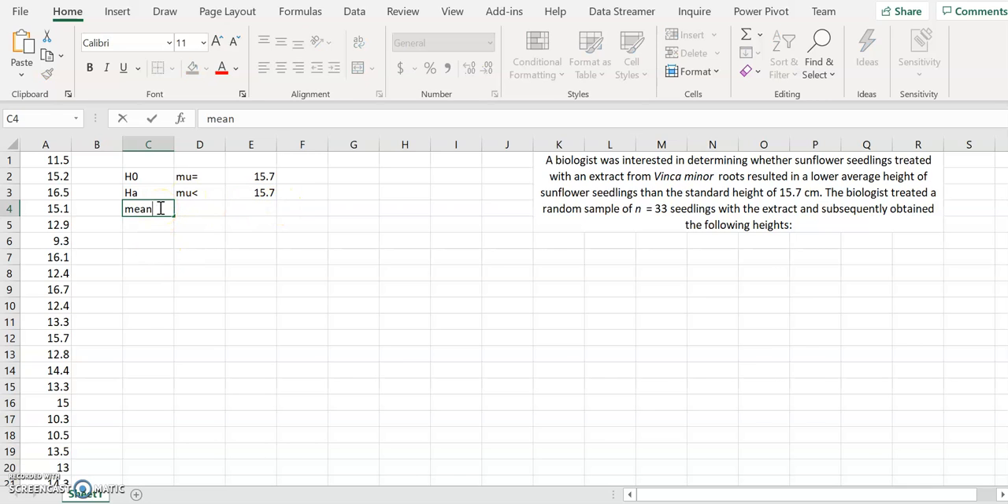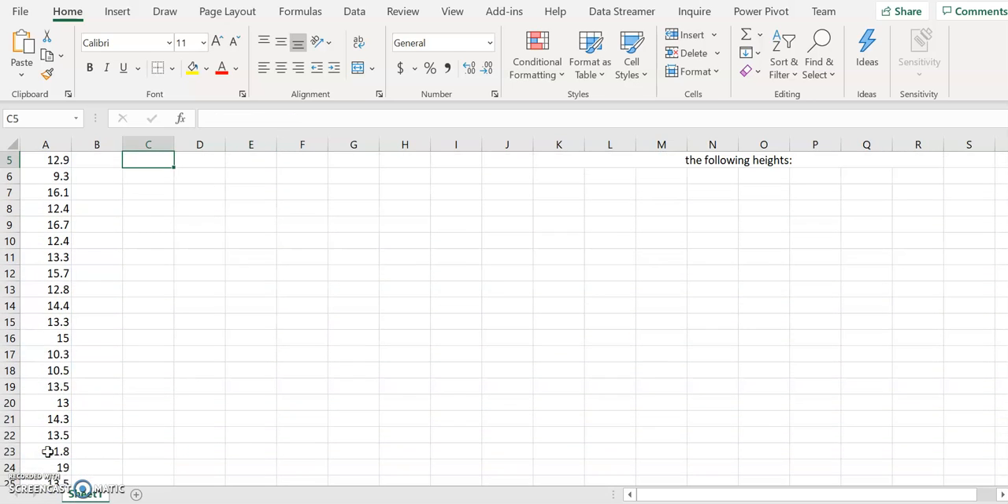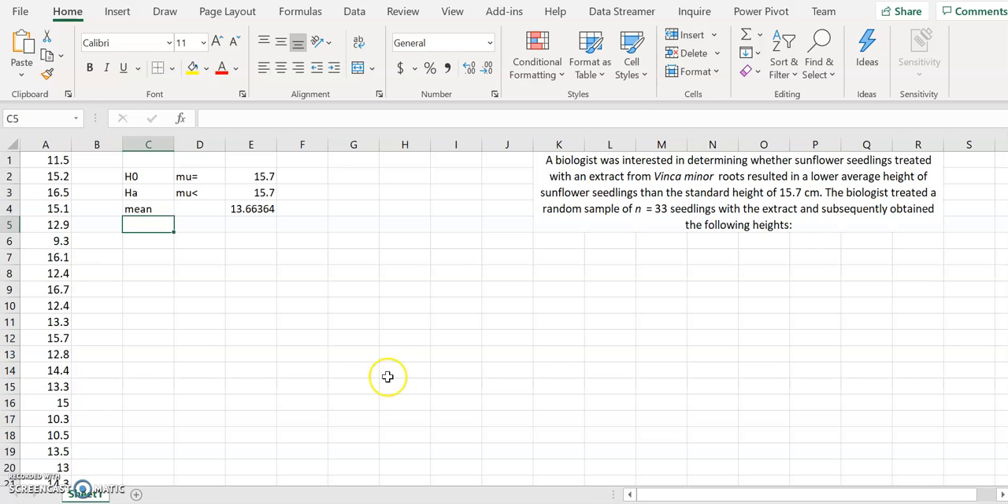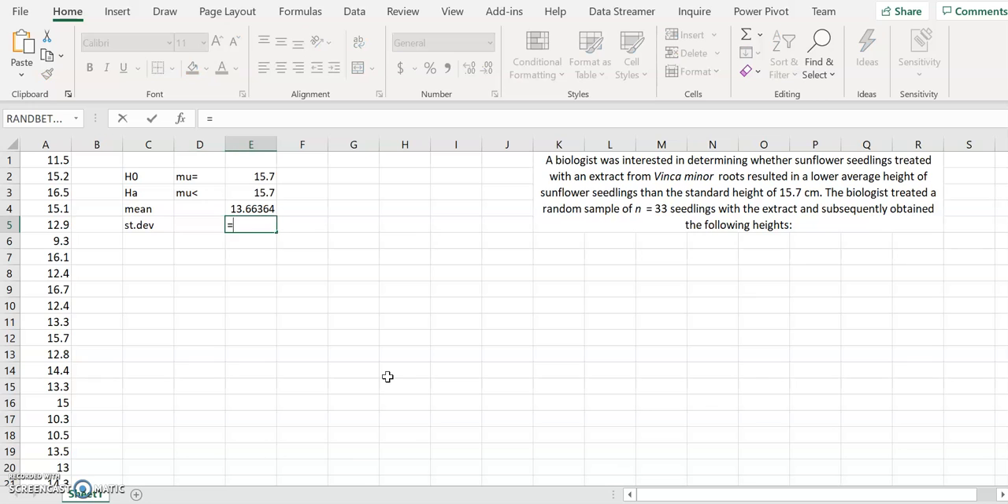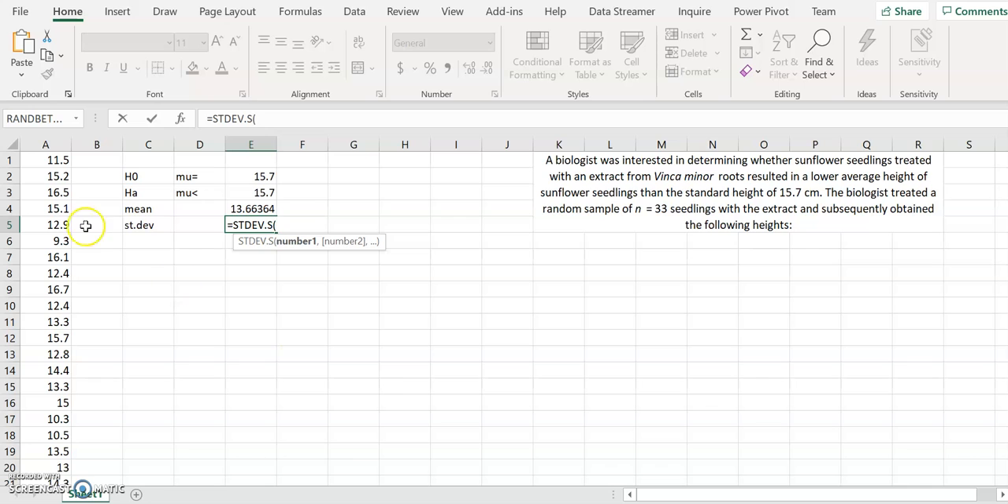So then the first thing that we're going to need to do is calculate things like the mean. So in Excel, the mean is the average. So we're going to highlight our cells. And then we're also going to need to calculate the standard deviation, STDEV.S, and that's going to be, again, A1 through A33, same set of cells we had before.